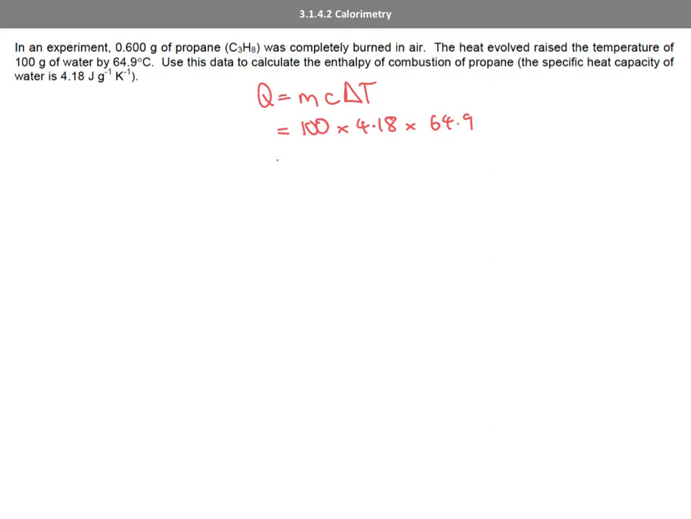So using our calculator, that gives us a value of 27,128.2 joules, and we'll do the conversion into kilojoules now. I think it's the best time to do it. So that equals, dividing by 1,000, 27.13 kilojoules. Okay, so our energy transferred in this particular experiment is 27.13 kilojoules.